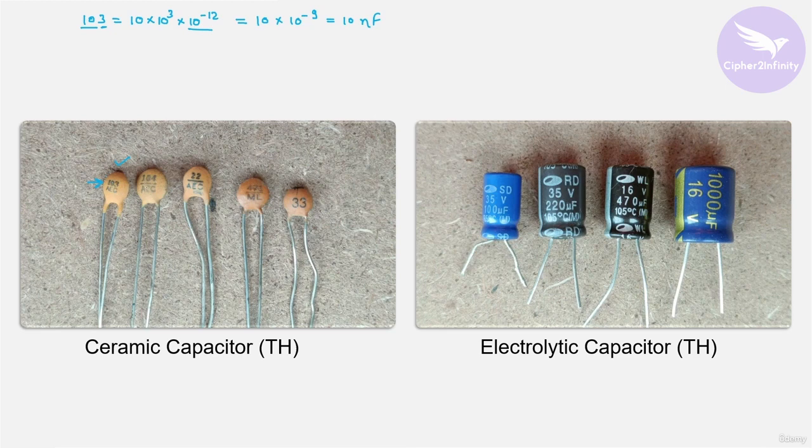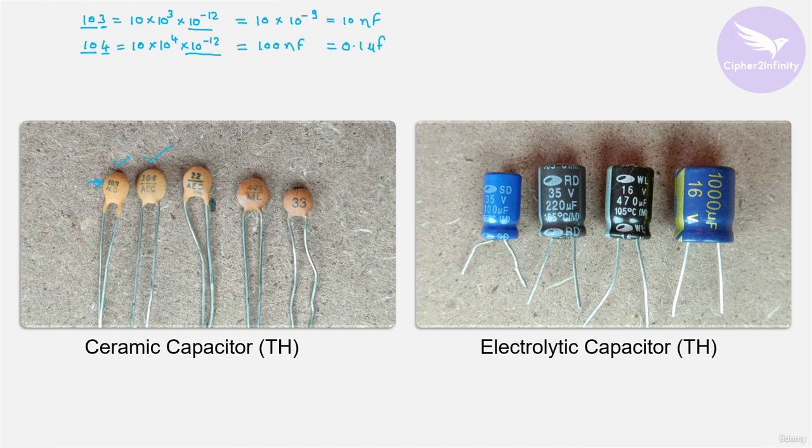After that, the next value is 104. I will do the same procedure. First of all, I will consider the two digits, so it's going to be 10 into 10 to the power, and this is going to be the multiplier, so 10 to the power 4. And after that, 10 to the power minus 12. As I told you, every time we have to multiply it by 10 to the power minus 12, so you have to remember that. This gives us 100 nanofarad, or you can also write this as 0.1 microfarad.